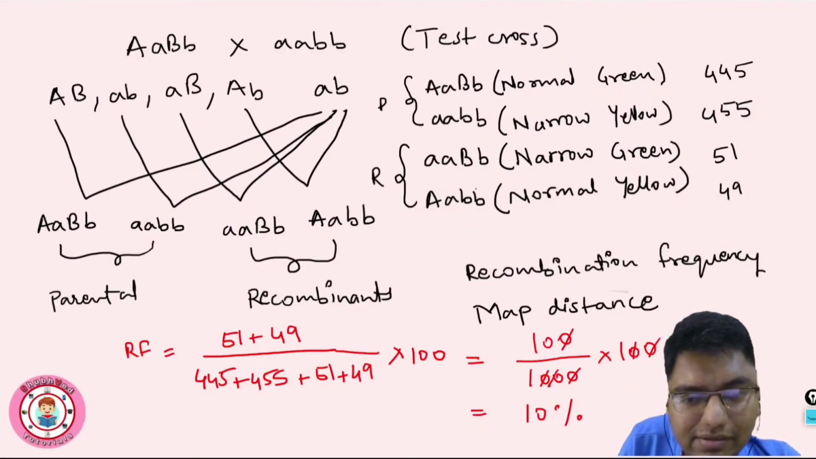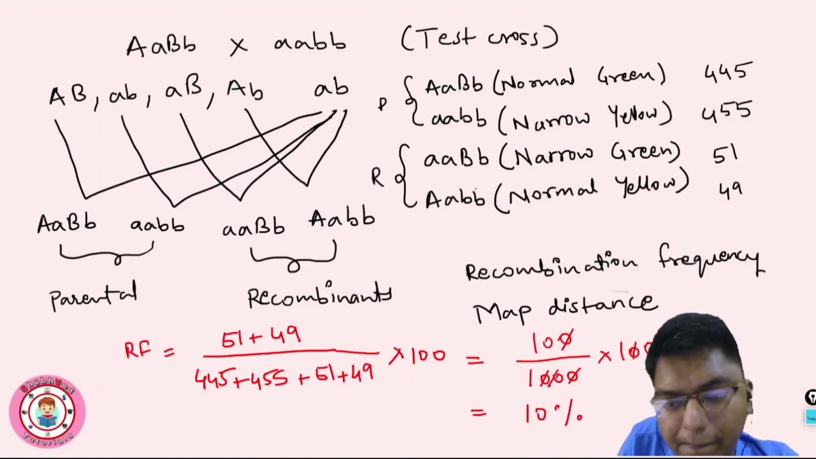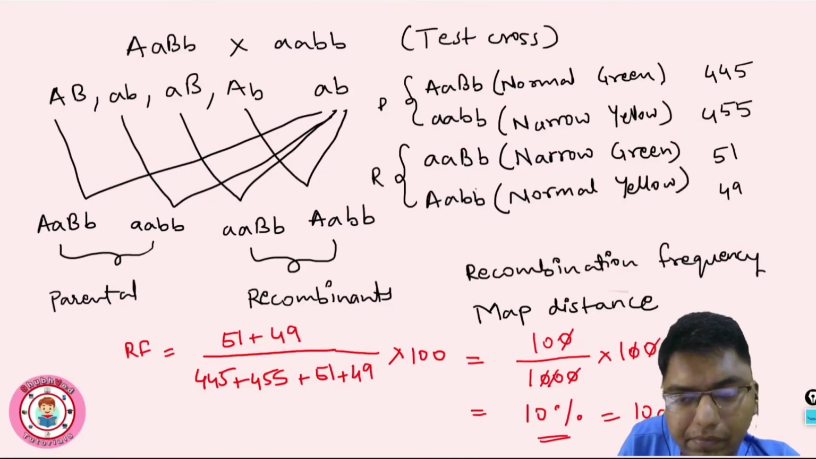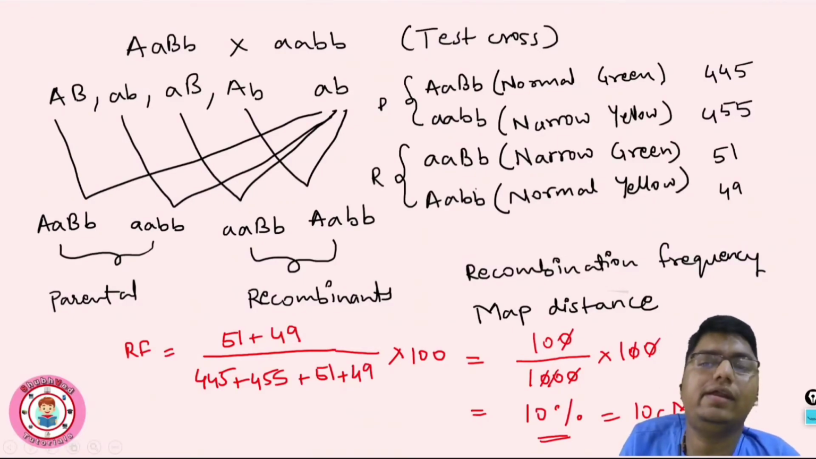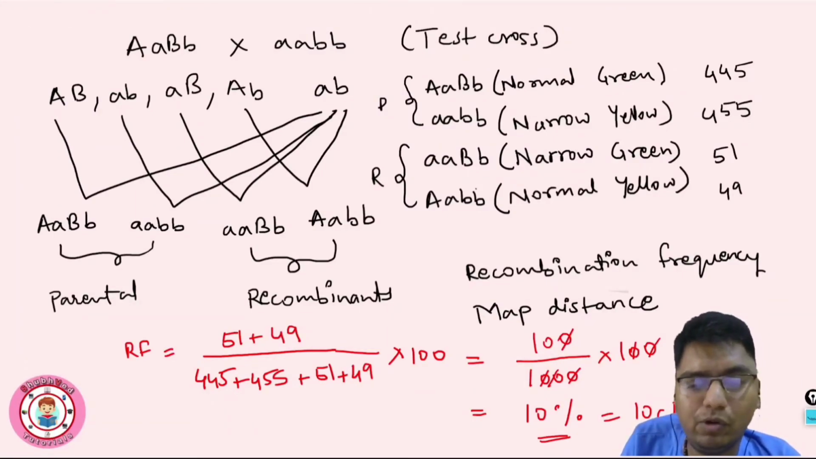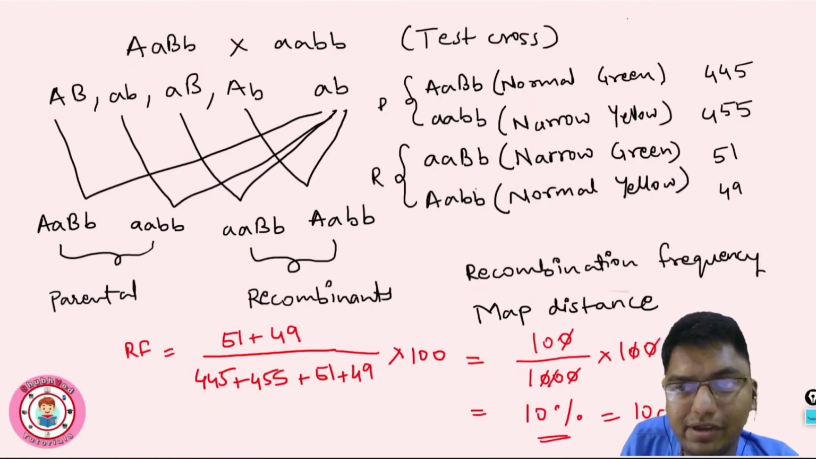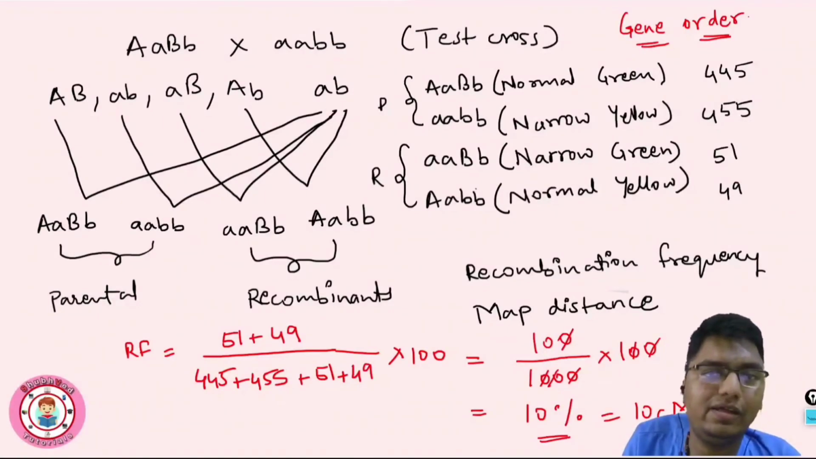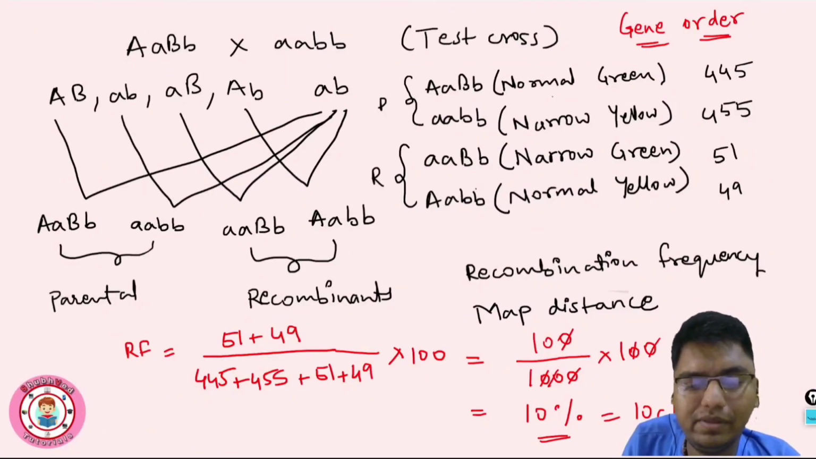So map distance is equal to 10 cM. Okay, centimorgan, right? So this is the answer. Recombination frequency is 10% and map distance is 10 centimorgan. So basically, what about the gene order? Why we did not find the gene order in this? Since there are only two genes, you cannot find the gene order. Okay, two genes are just located, right? And the distance between two genes.